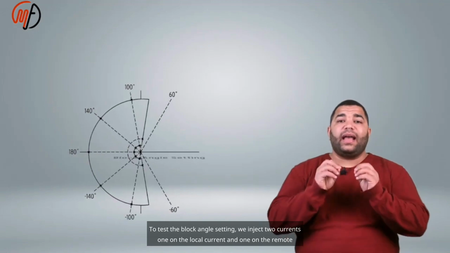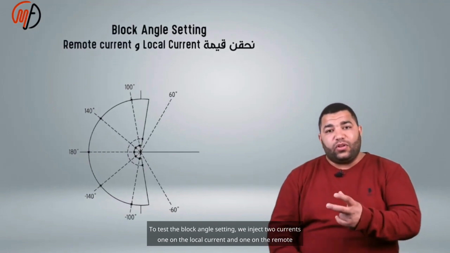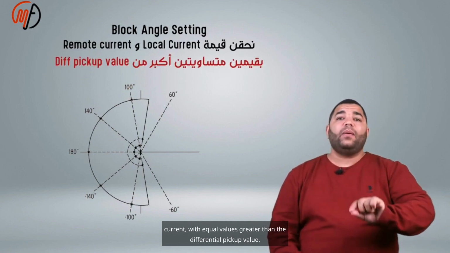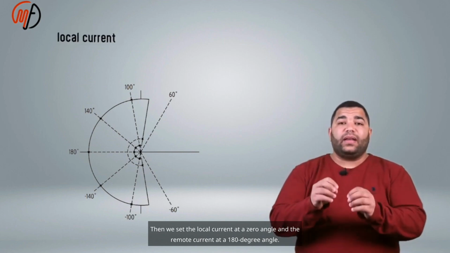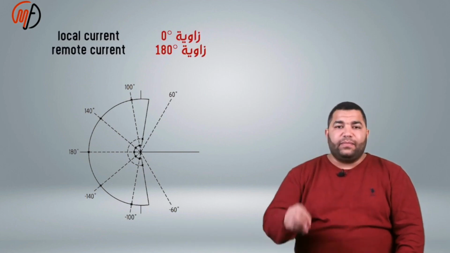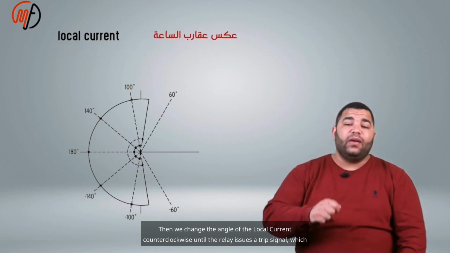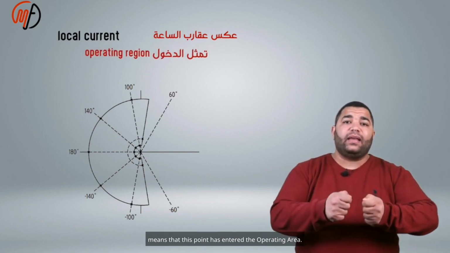To test the block angle setting, we inject 2 currents, one on the local current and one on the remote current, with equal values greater than the differential pickup value. Then we set the local current at a 0 angle and the remote current at a 180 degree angle. Then we change the angle of the local current counterclockwise until the relay issues a trip signal, which means that this point has entered the operating area.